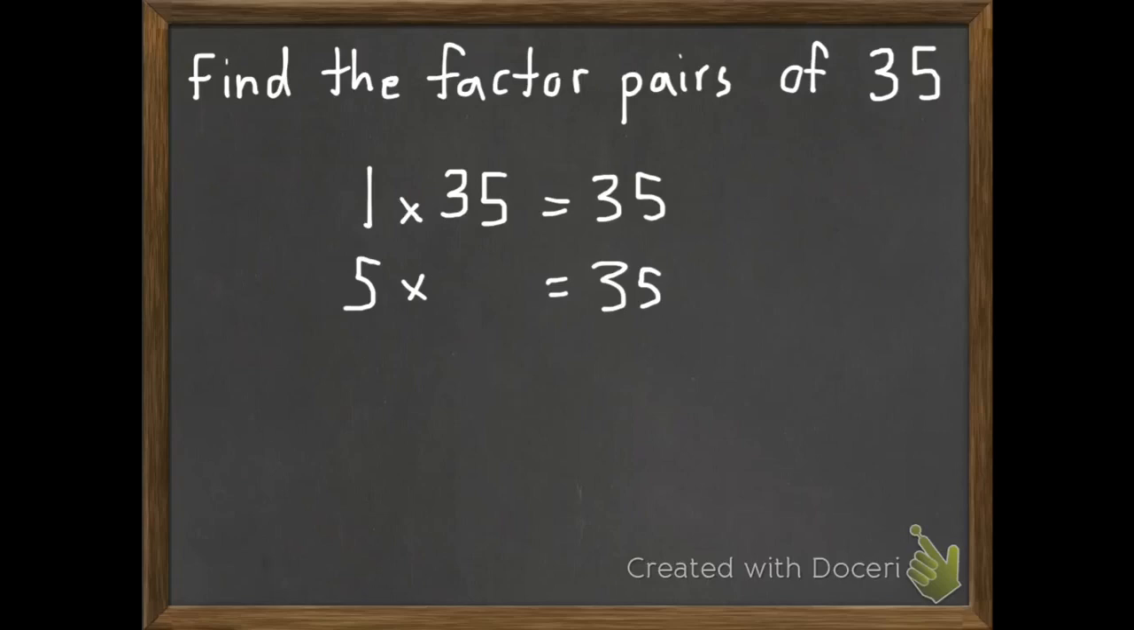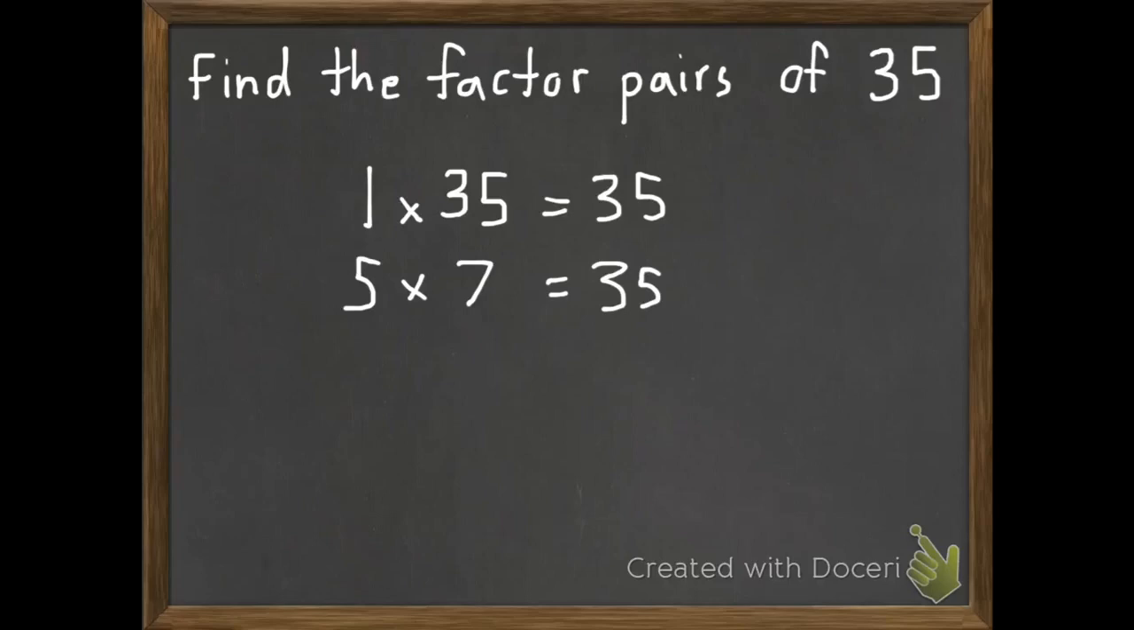5 will work. So 5 times what equals 35? 7. Is there 6 times anything? 6, 12, 18, 24, 30, 36. Nope. And 7 gets us back to there. So this one only had 2 factor pairs.